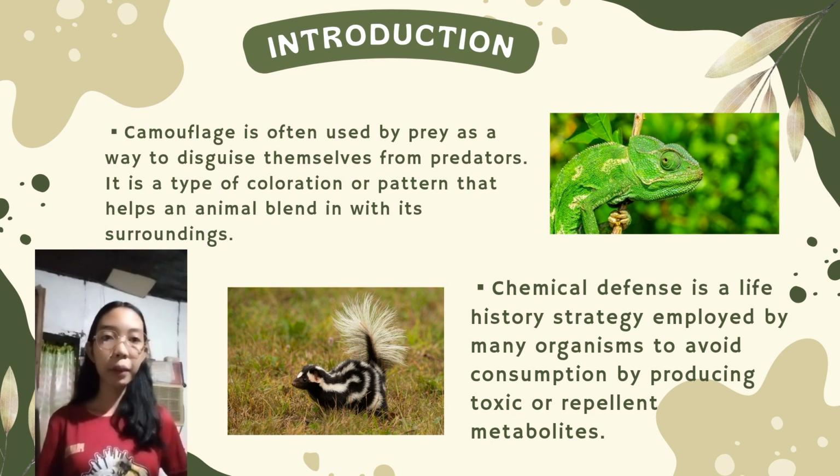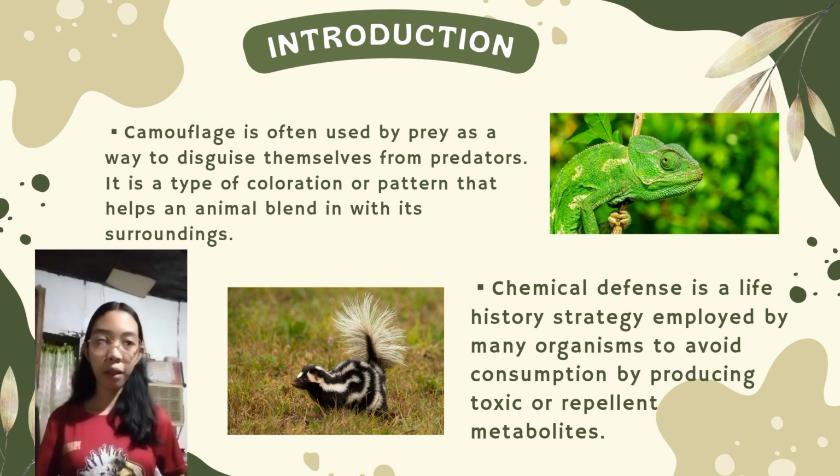Next is chemical defense. So what is this? Chemical defense is a life history strategy employed by many organisms to avoid consumption by producing toxic or repellent metabolites. It is when animals, plants, or other organisms produce harmful or irritating substances to protect themselves from predators. These chemicals can cause bad taste, poison, or strong smells that scare away enemies.